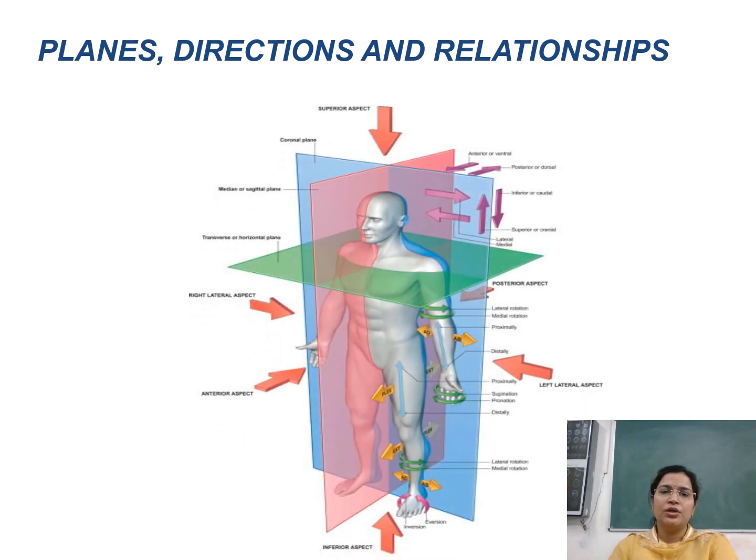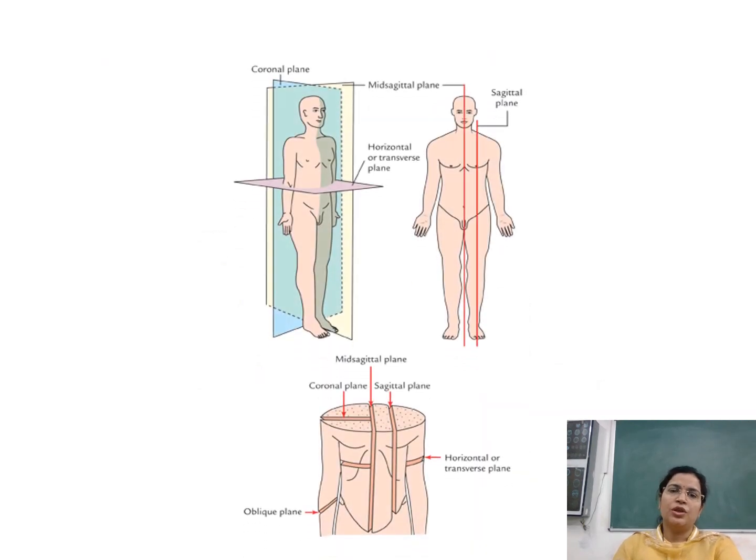Now this is the diagram. This pink arrow shows the mid-sagittal plane, which divides the body into right and left halves. This is the coronal plane, which divides the body into anterior and posterior parts, and this is the transverse plane dividing the body into upper and lower parts. Here one can understand the horizontal or transverse plane passing through the umbilicus, for example, dividing the body into upper and lower parts.